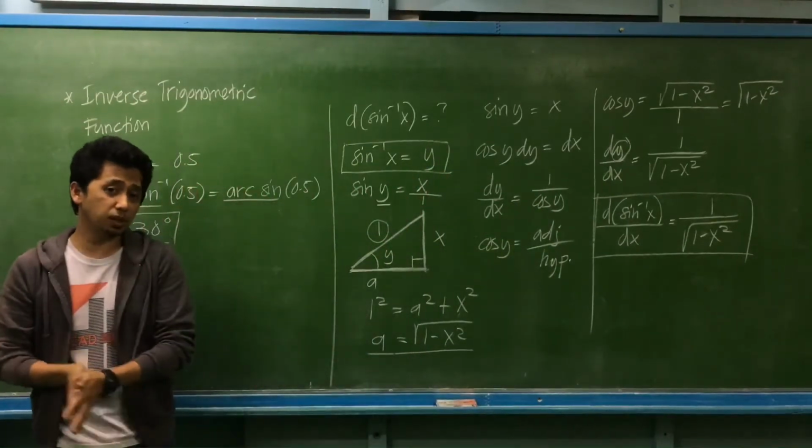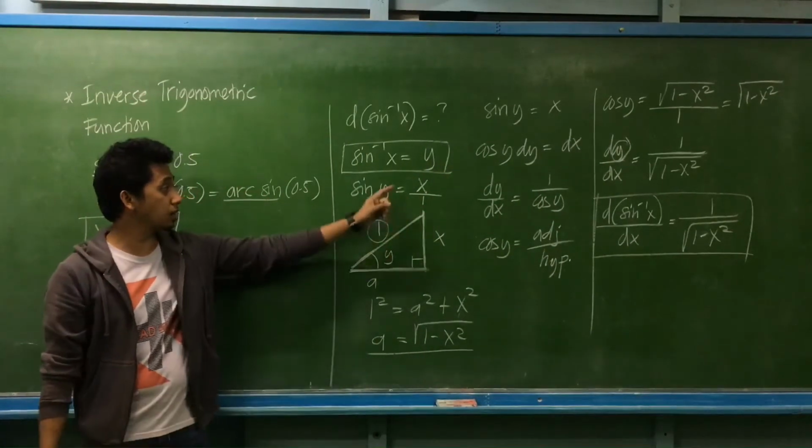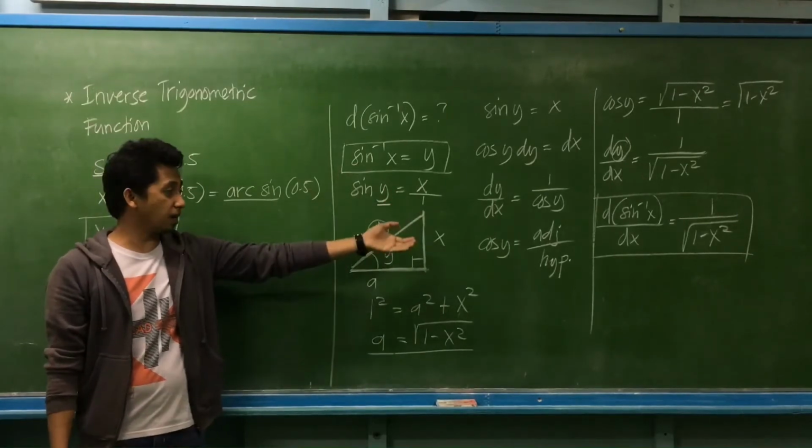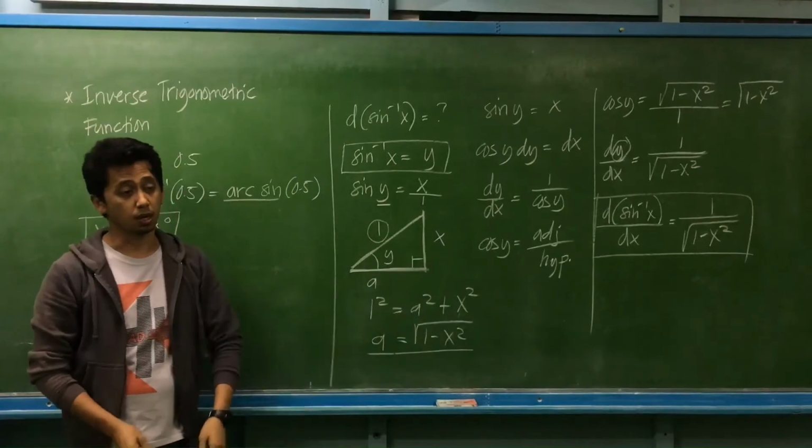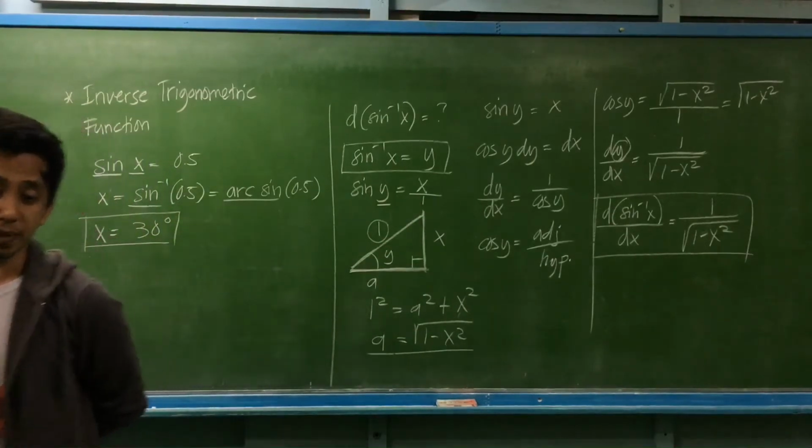So you can have the derivatives of every function, just return it to its normal form, perform derivation, observe the right triangle, then substitution. Alright? So let's try another example.